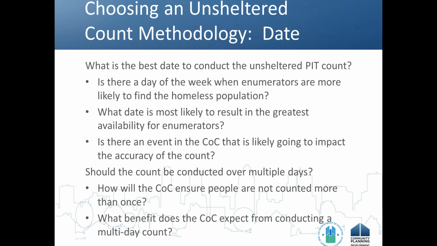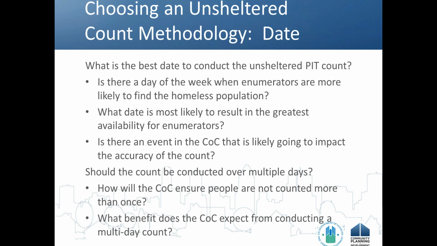You also have events to consider. I know we've had a few COCs run into events where the local law enforcement will actually clear the streets because there's a convention going on or a celebration, and that tends to result in a lower count just because the homeless have been pushed out. And so that's certainly not ideal for doing the count on a night like that.